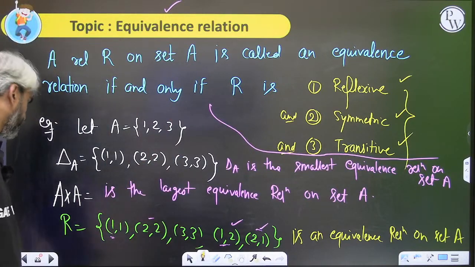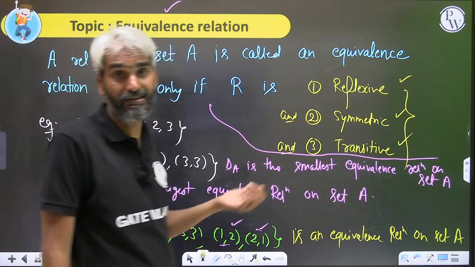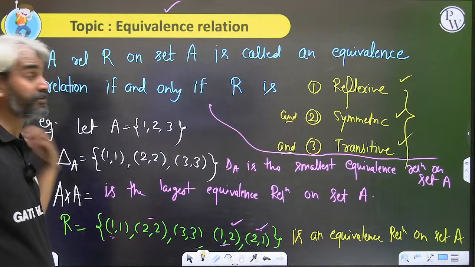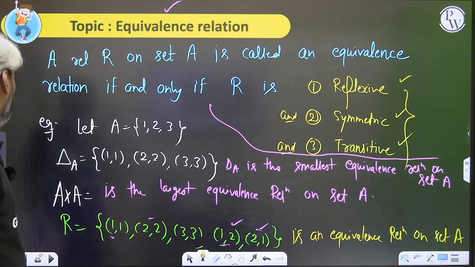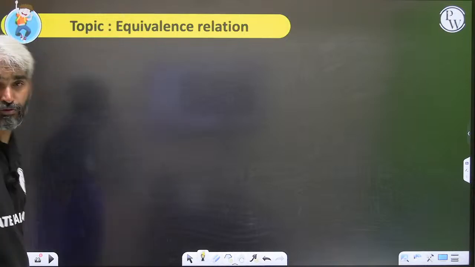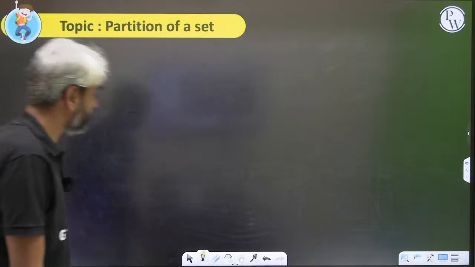I hope you know the reason: we had some pendency from the last class related to types of relations. Therefore, some more things related to equivalence relation will be discussed in the next class. That will be all. Next is partition of a set.